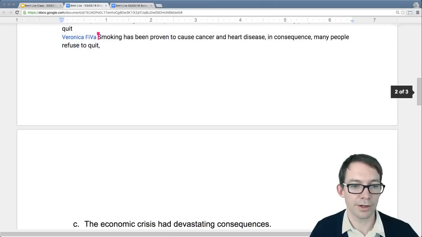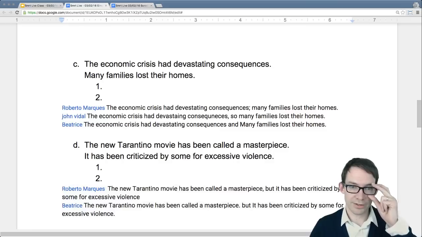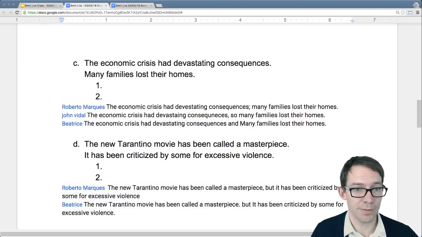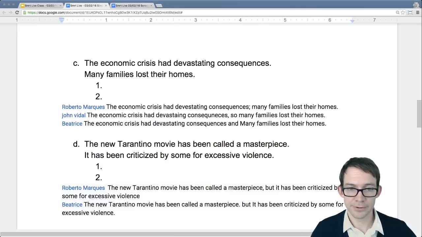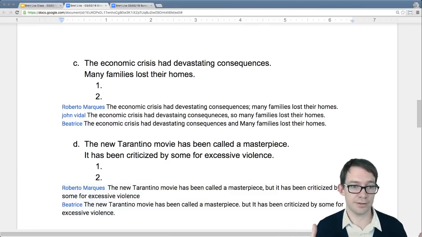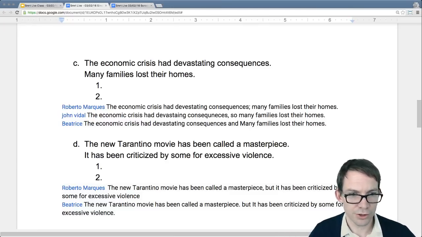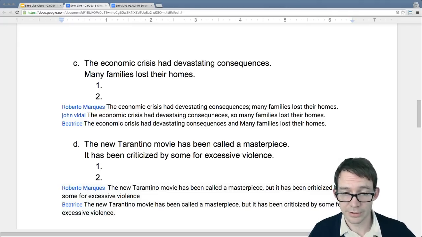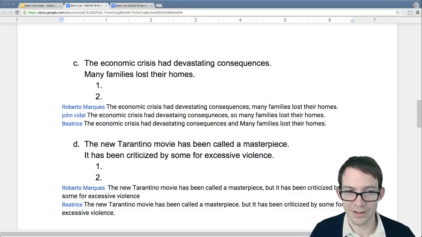Okay, let's look at a couple more. Let's look at the next one. Economic crisis has devastating consequences. Many families lost their homes. So you're looking for a cause and effect relationship, maybe? John, in the middle here, says, the economic crisis had devastating effects, or devastating consequences. A couple spelling mistakes in there, but that's okay for now. And so many families lost their homes. Awesome, right.